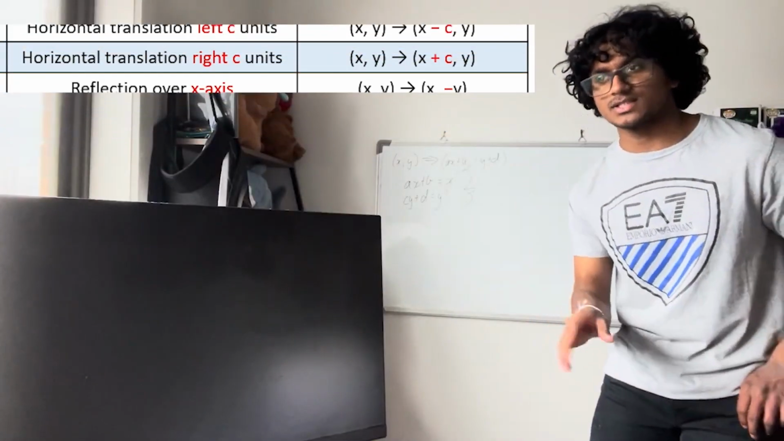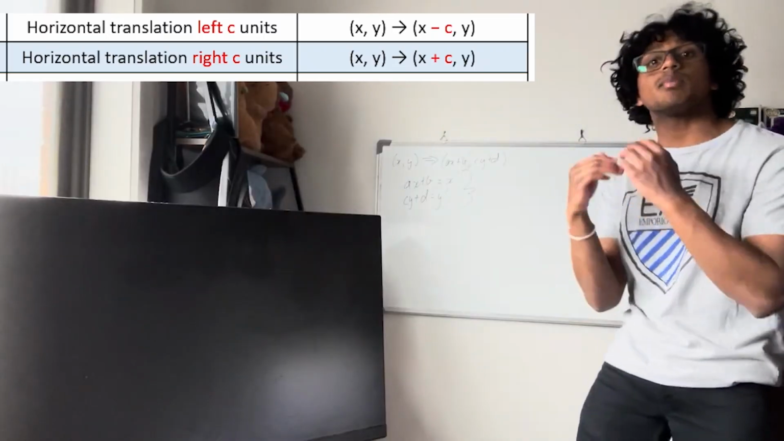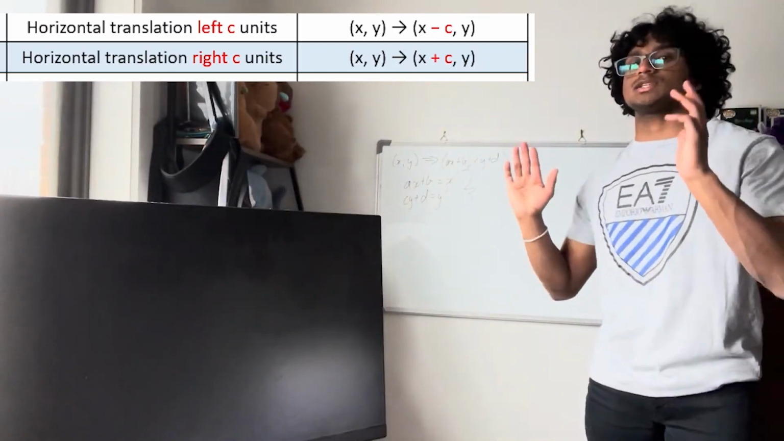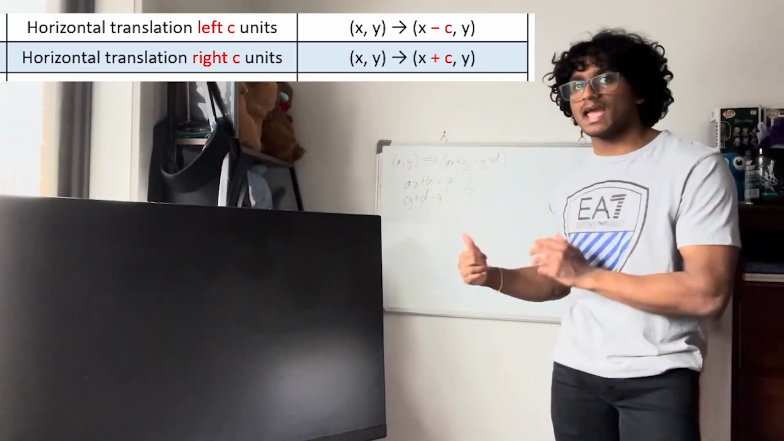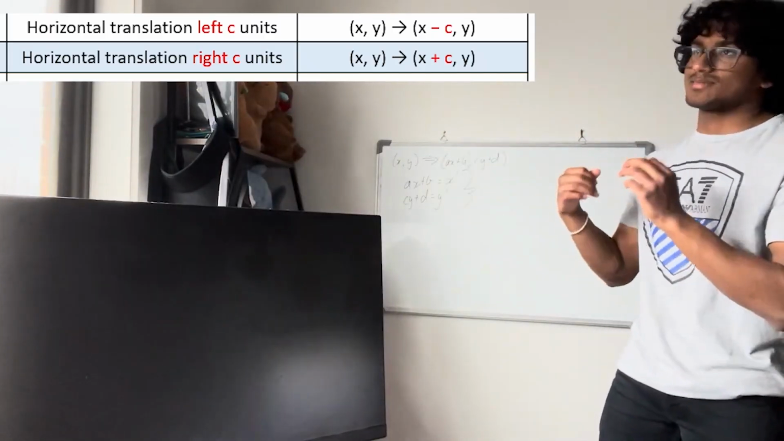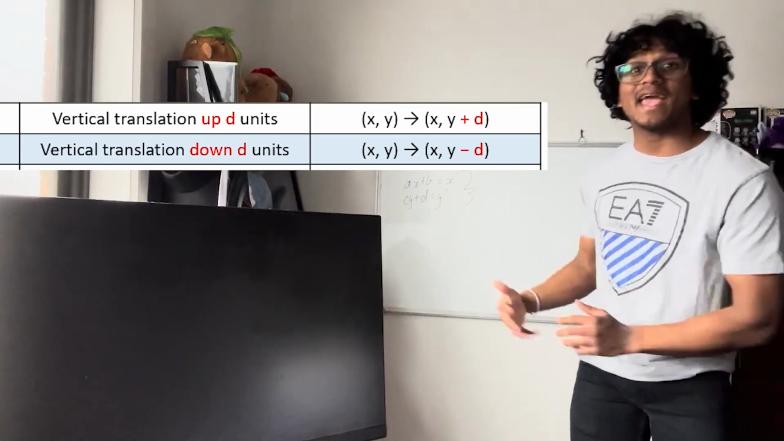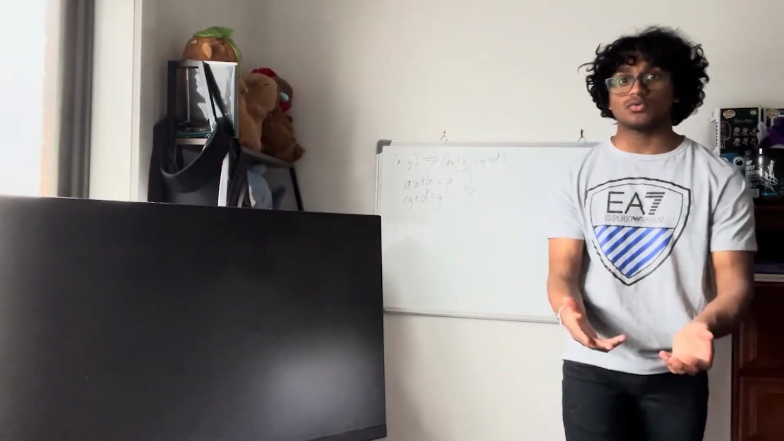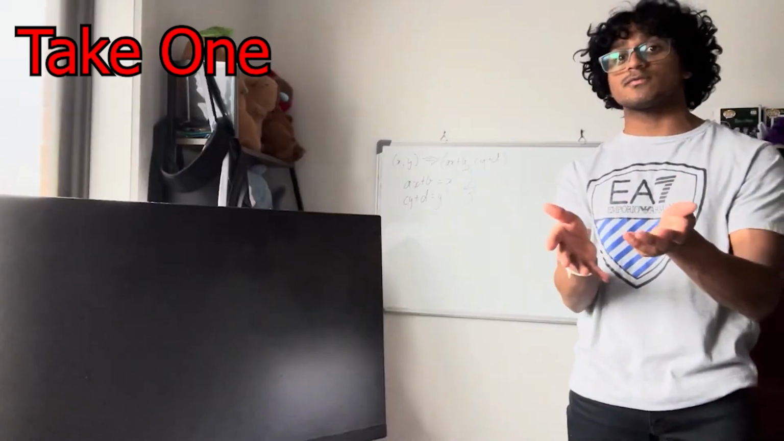Last thing, for translations, here we can have a translation by a units in the positive direction of the vertical axis. If we do that, x comma y becomes x comma y plus a. Here we can see that these transformations, literally as we're told them, we can apply them. It's very straightforward.